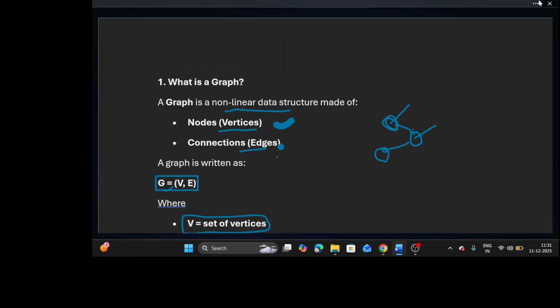So this is our graph and adjacency list, adjacency matrix. In the next lecture we will cover it in depth.